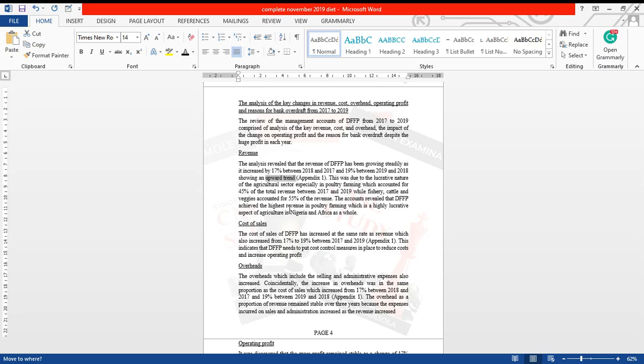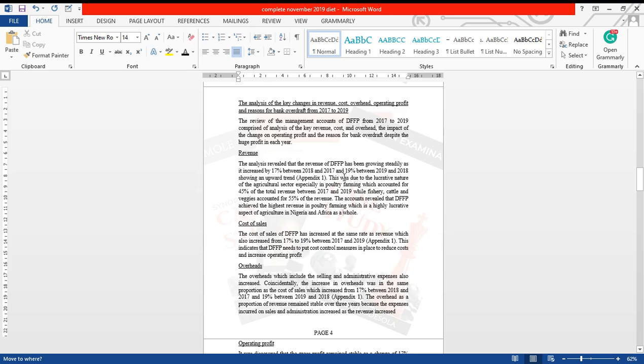And apart from that, you must also give a reason. And the reason you will give comes from the notes that were given, the information that was given in your report, in your question paper. And from the question paper, we're able to see that the agricultural sector is lucrative actually. And even poultry farming is good. The account revealed that DFFP achieved the highest revenue in poultry farming, which is a highly lucrative aspect of agriculture in Nigeria and Africa as a whole.